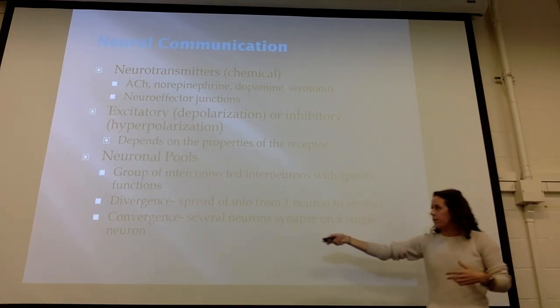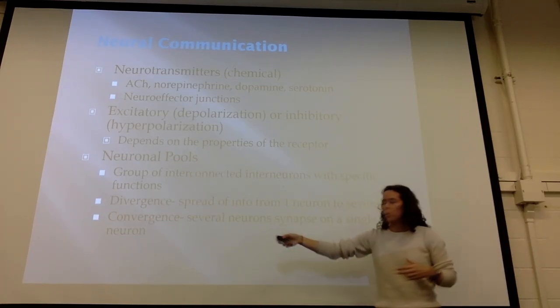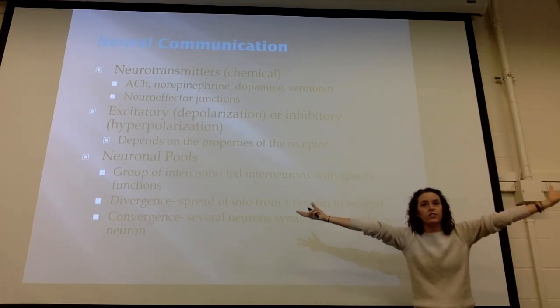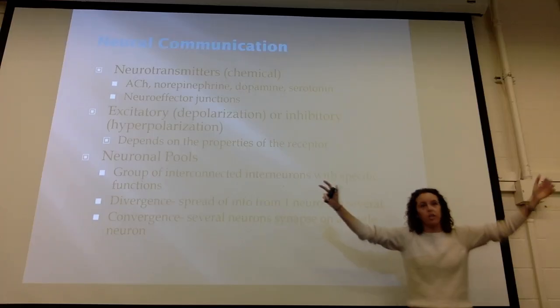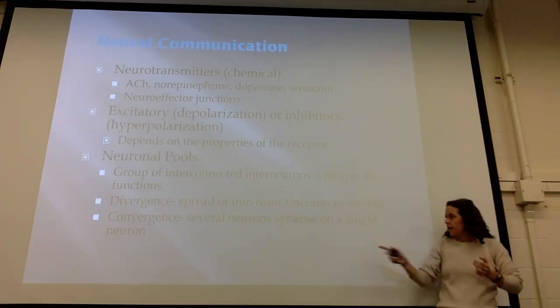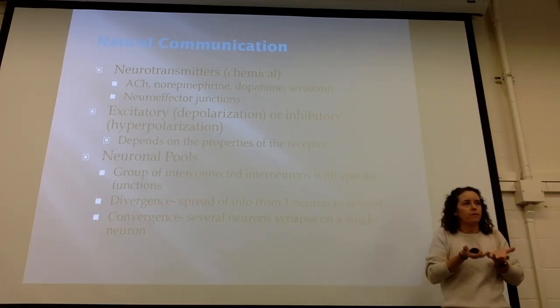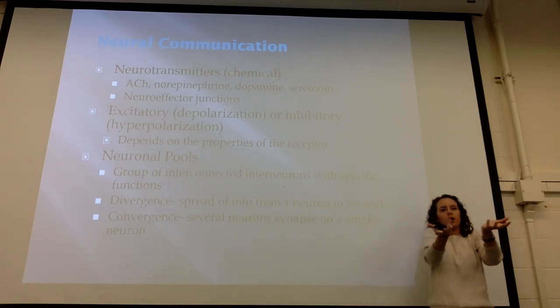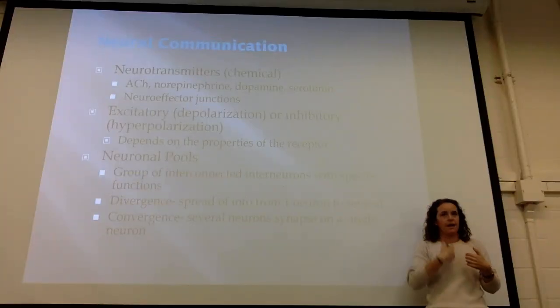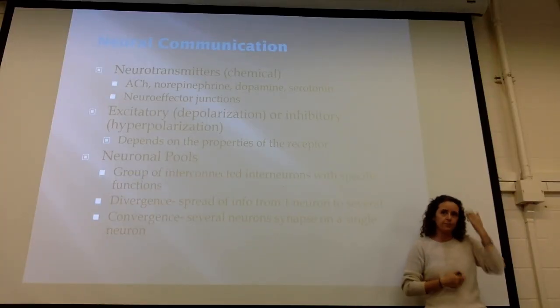And the opposite of that would be convergence, which would be several neurons that are receiving the information converge onto one neuron. That would be like receiving sensory information, converging onto one neuron, and then passing that to the central nervous system.